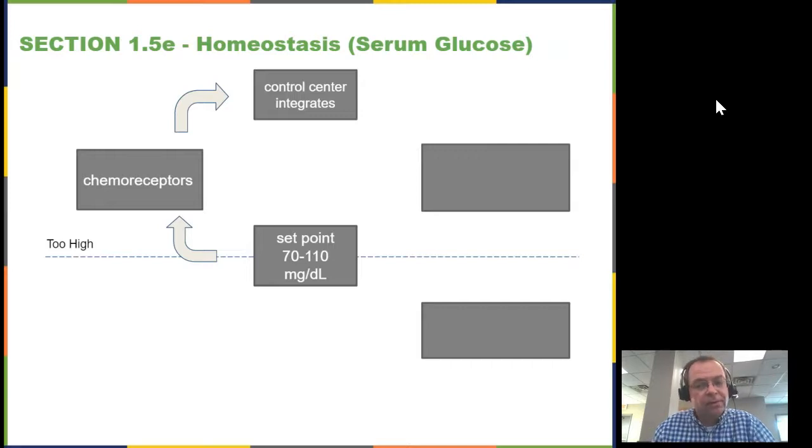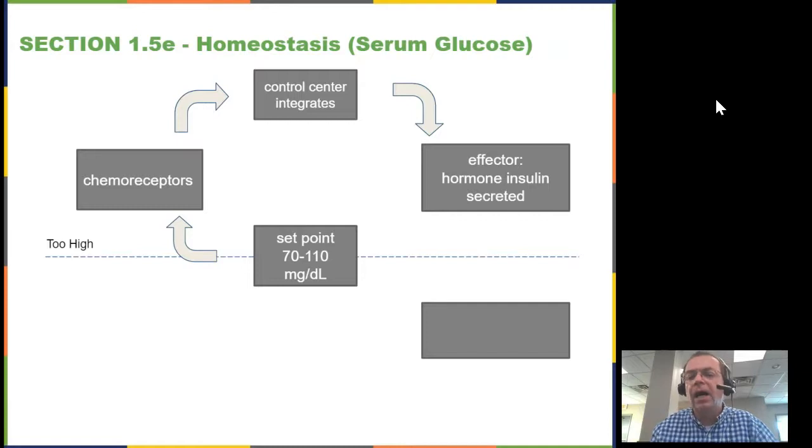In this case, the control center is actually the pancreas, and it is a portion of your pancreas that's responsible for integration. And the pancreas will then send efferent motor impulses to another portion of the pancreas and will stimulate the effector, insulin. Insulin will be produced, and what insulin does is travel throughout the bloodstream and basically grab the extra glucose that's in your bloodstream and store it in your cells for either immediate use or future use. Either way, you end up dropping your blood sugar back down to 70 to 110 milligrams per deciliter.